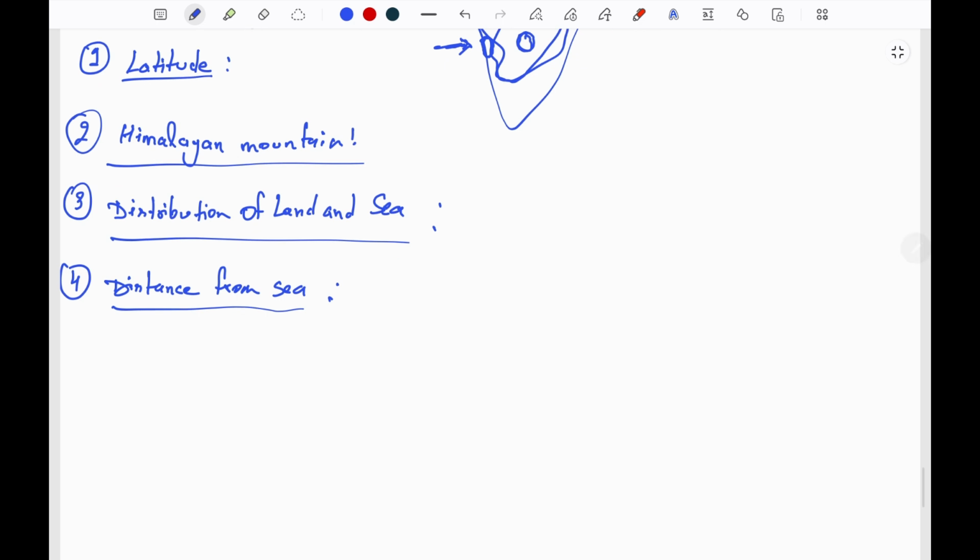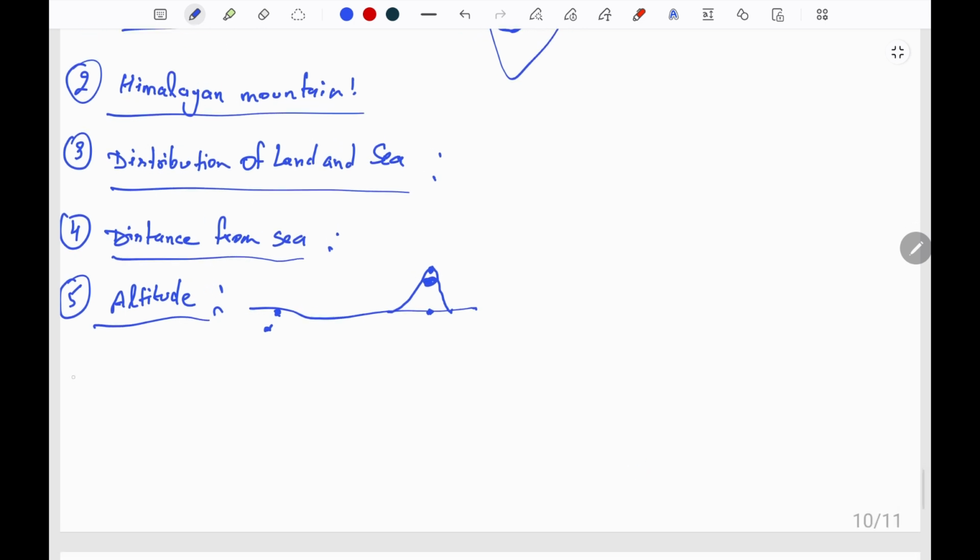Next is altitude. For example, two places are located on the same latitude, like this is some place in UP and this is a place in northeastern India, but this one is located on a hill of the northeast, that is in the Himalayas. So this place will have lower temperatures. Why? Because temperature decreases with altitude, and in the same manner the pressure will increase.